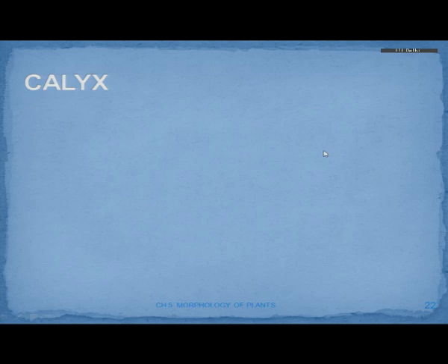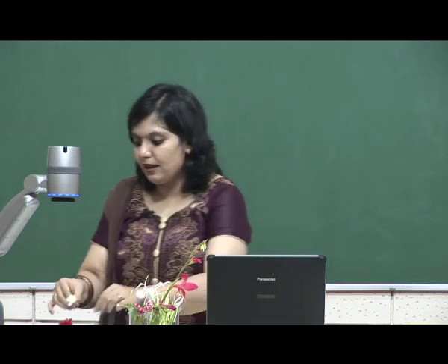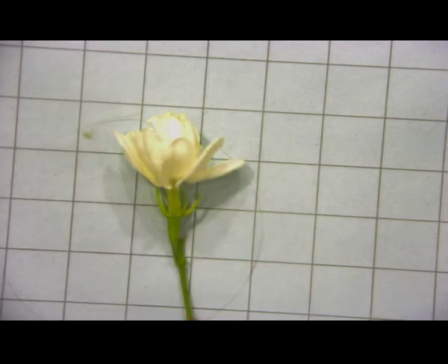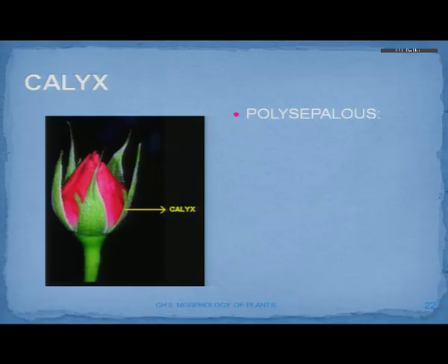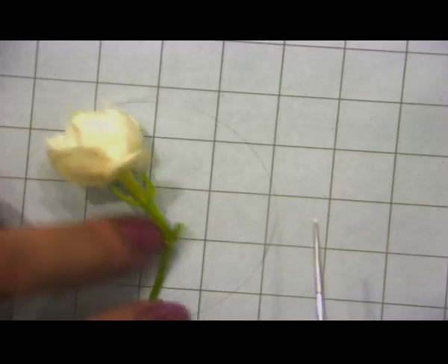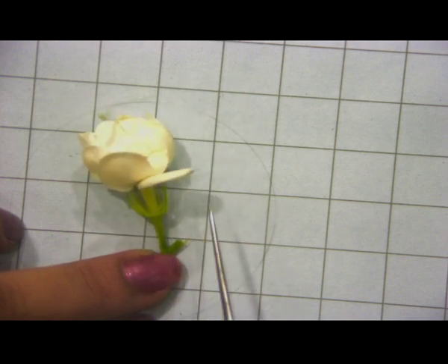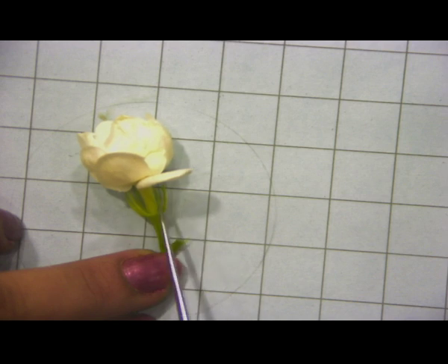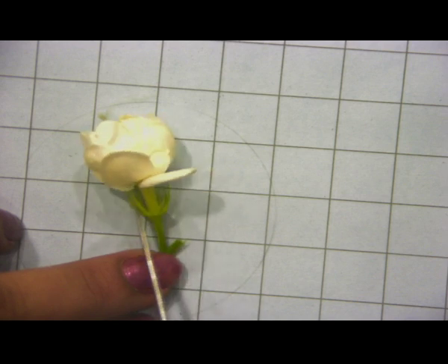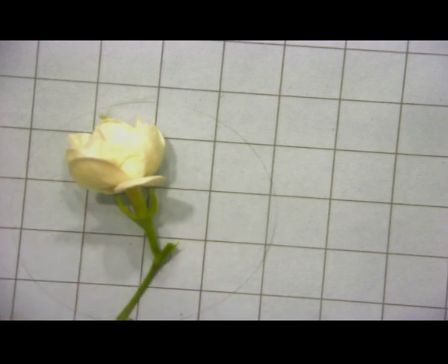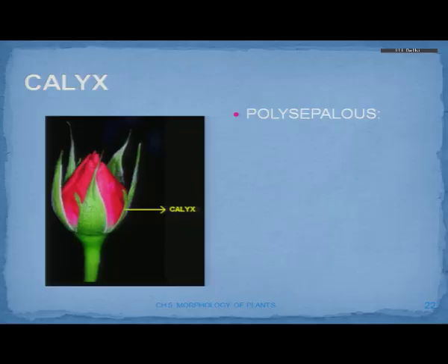While in others the sepals are not fused and they are lying separately or freely from each other. Such a condition makes the flower polysepalous. Here you can see all the sepals of this flower are separate. They are not joined. This one is separate from the other one. All are free. So, such a situation makes the flower polysepalous.